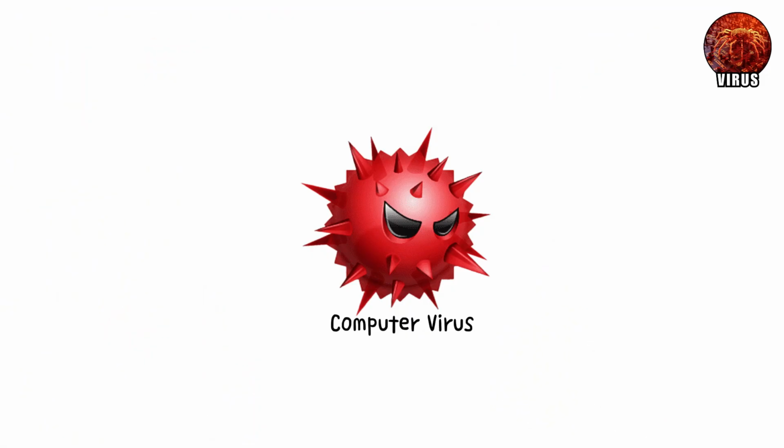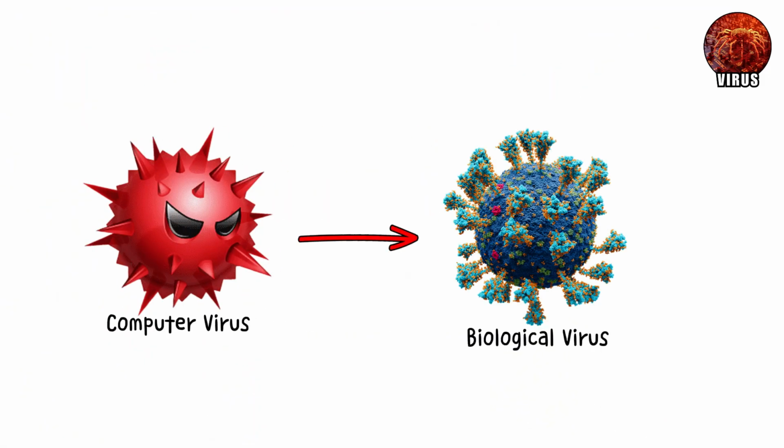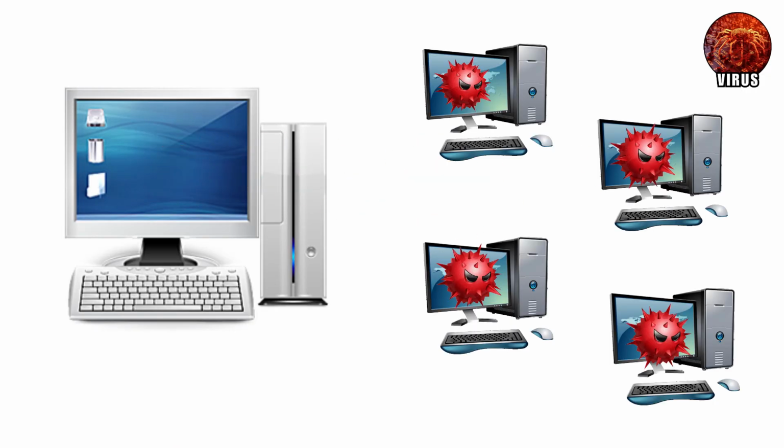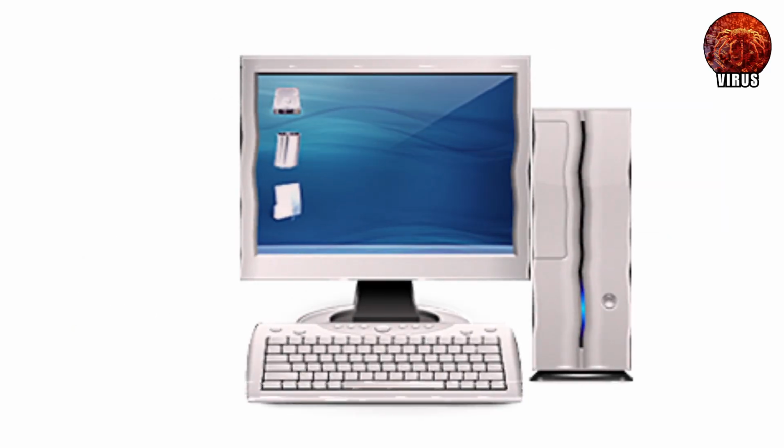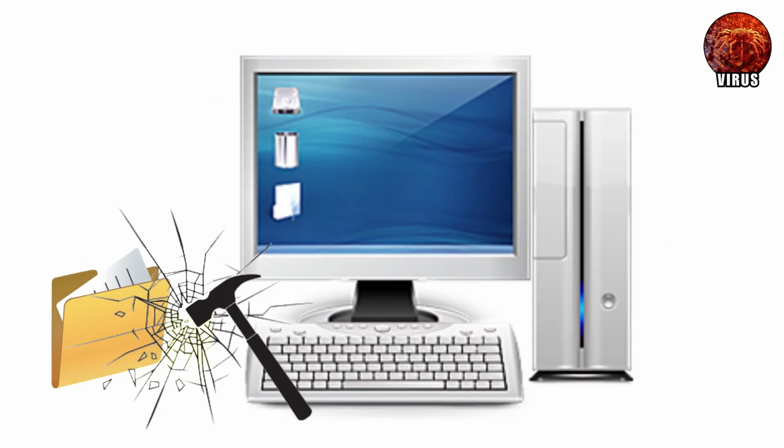Viruses. A computer virus works almost exactly like a biological one. It infects something healthy, hides inside, and then spreads when the host interacts with others. Instead of making you cough, it makes your computer glitch, slow down, or even destroy files.